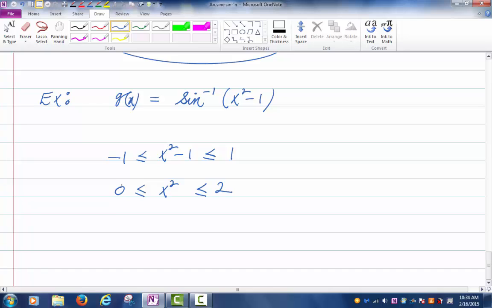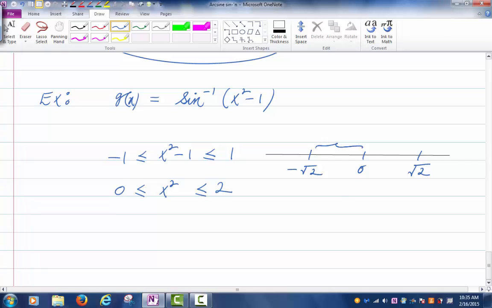So what can I say? If I want x squared to be between 0 and 2, what can I say about x? Just between 0 and radical 2. So here's the number line. Let's say here I have negative root 2, here I have 0, and here I have positive root 2, right? How about the numbers here? If I take a number there, what's the square of that? Is it still less than 2?